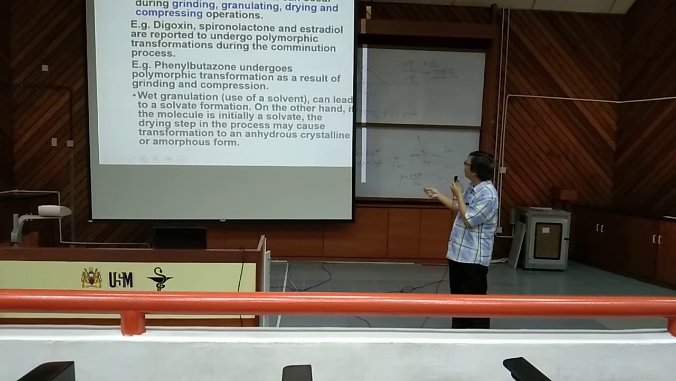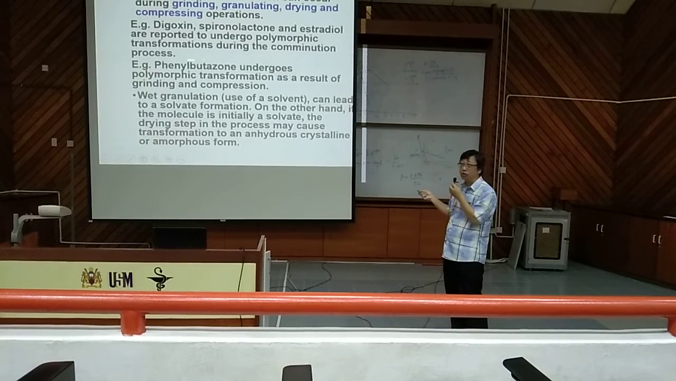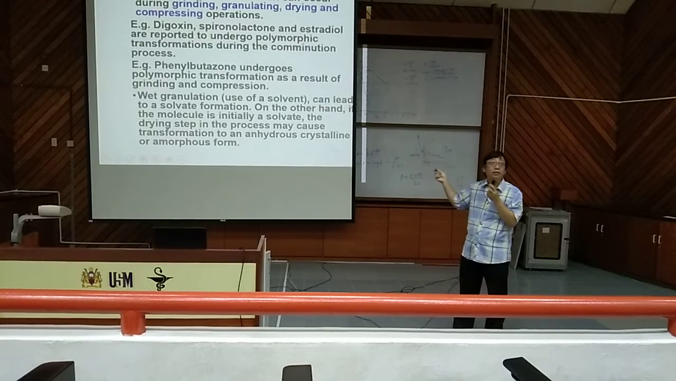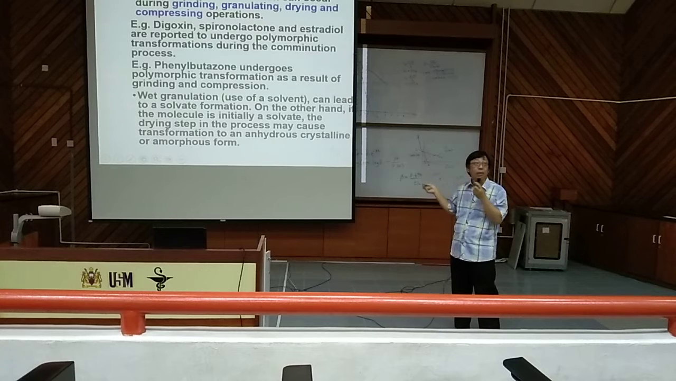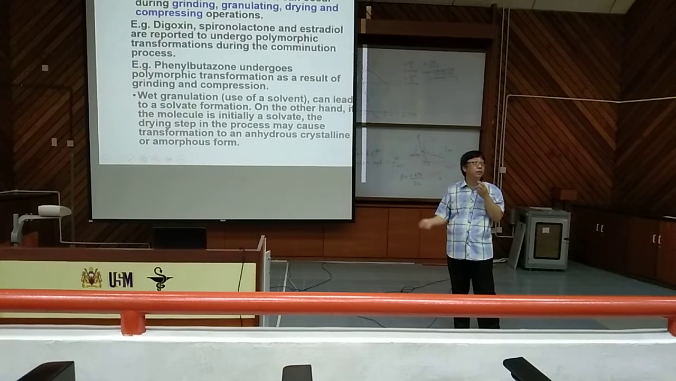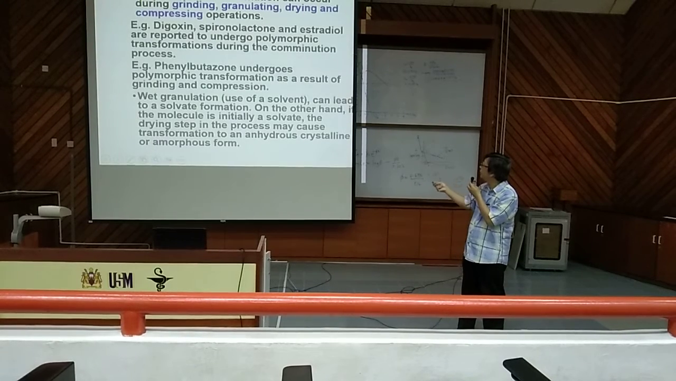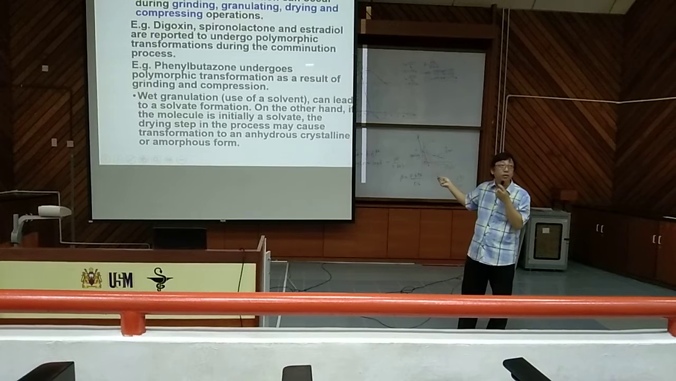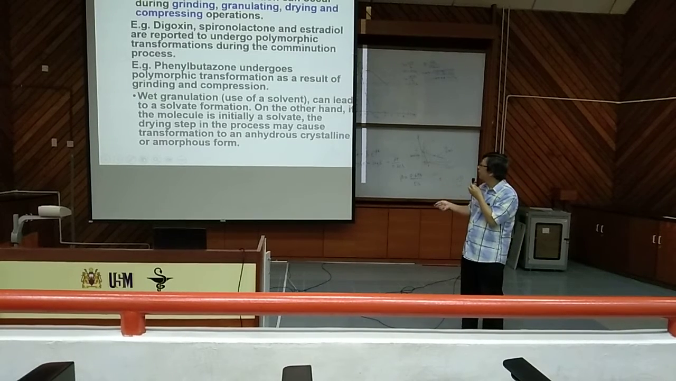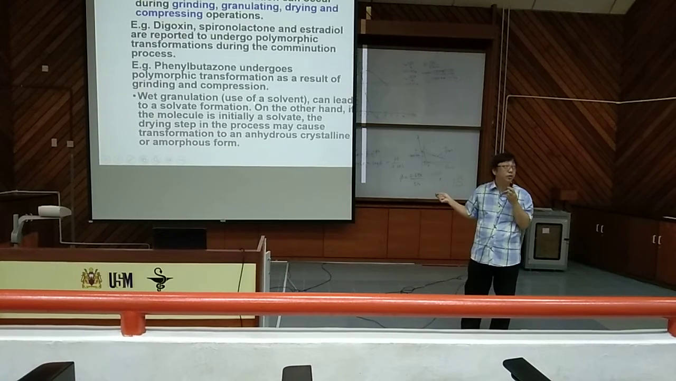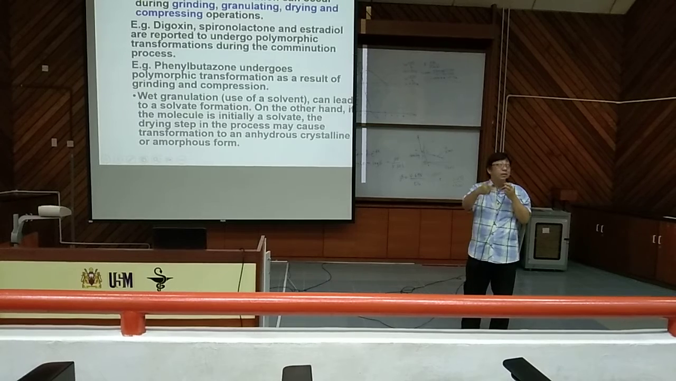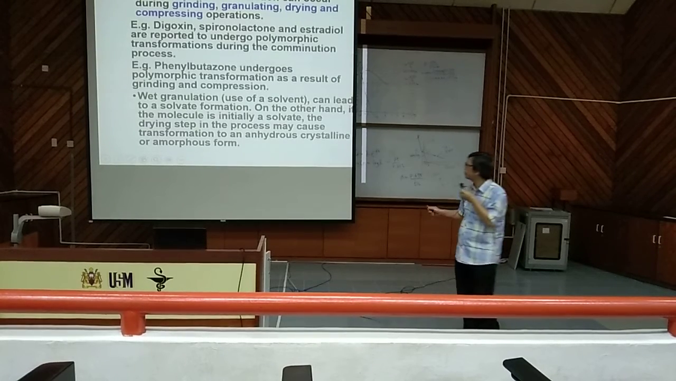So these are some of the drugs, vancomycin, spironolactone, and astemizole, reported to undergo polymorphic transformation. So after going through some of these processes, you find that some of the drugs can change. Understand? So this process is called compression. Then you look at this drug, phenylbutazone, which undergoes polymorphic transformation as a result of grinding and compression. So it depends on the drugs. Alright?